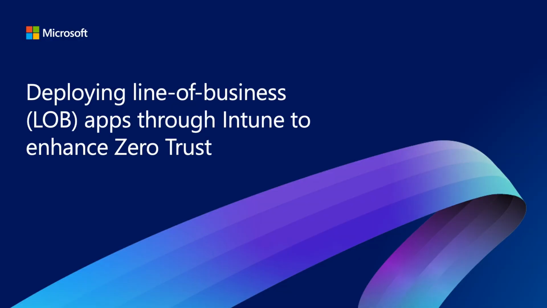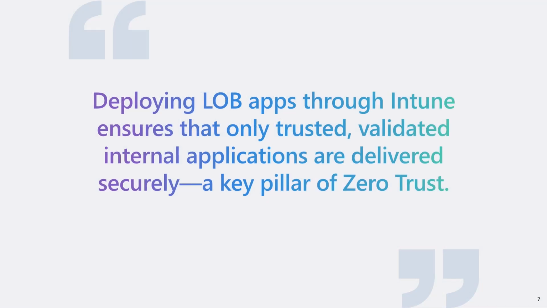Our focus right now is on application management, and specifically how you can use Intune to deploy your line of business, or LOB, apps. Deploying line of business apps through Intune ensures that only trusted and validated internal applications are delivered securely, a key pillar of Zero Trust.